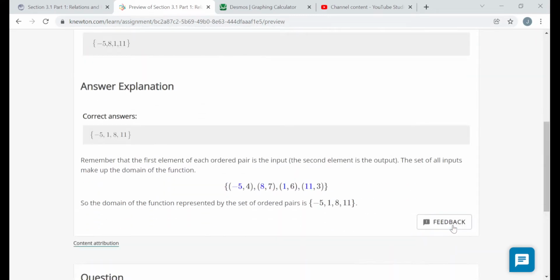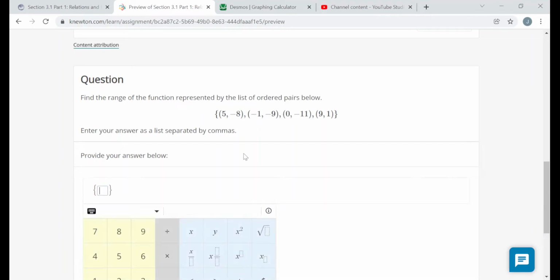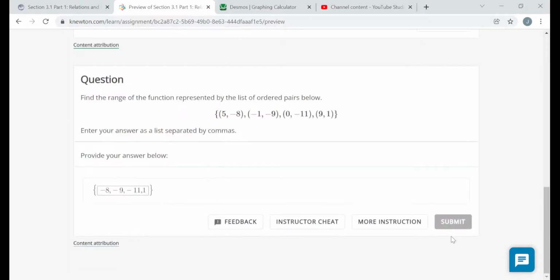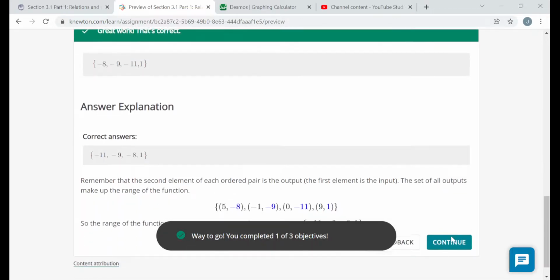And then they should have a question about the range next, right? Find the range of this function. Again, they have the braces up already. We just need to put in the numbers that are in the range, separated by commas. So the outputs, the y coordinates: -8, comma, -9, comma, -11, comma, and 1. And once again, if you see the same number twice, don't write it twice. There's no need to repeat numbers. If it's in the set, it's in the set. But none of these repeated, so that was it. Great, easy enough. So that domain and range objective is done.